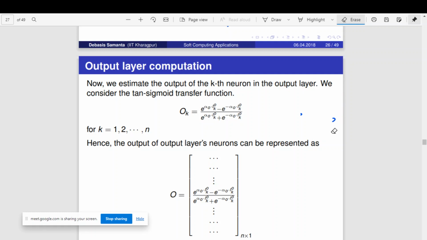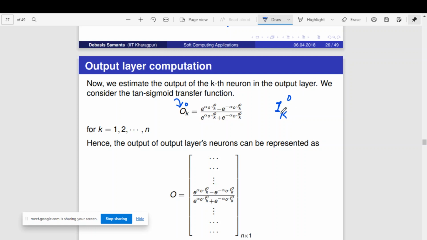So the actual formula is in terms of x, but instead of x, what we are doing here is taking Ik^O. What is Ik^O? Ik^O is nothing but the input to the kth neuron of the output layer. We are calculating the output of the kth neuron of the output layer. Here also you can add an O if you want, which means it is the output of the kth neuron of the output layer. Ik^O represents the input to the kth neuron of the output layer.